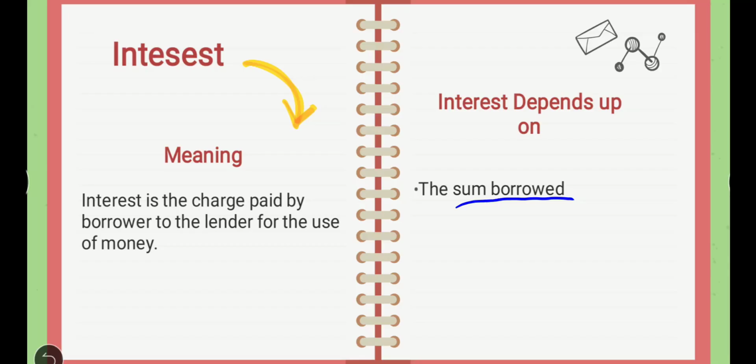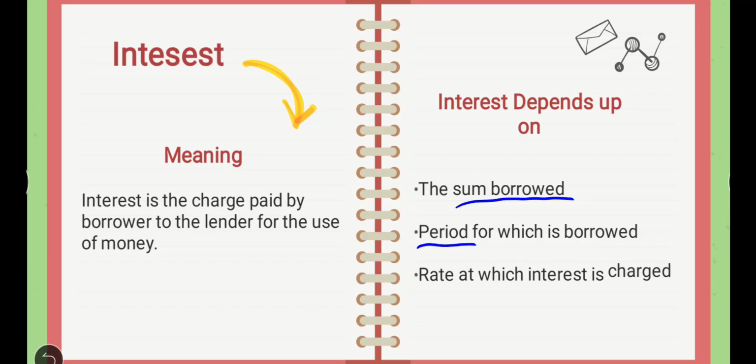How much sum we borrowed, so the interest depends upon that. Then the second factor is the period for which it is borrowed. For how much period we borrow this money, we take a loan from the bank. If we take a loan from the bank for 5 years, or for 10 years, the interest depends upon the period.